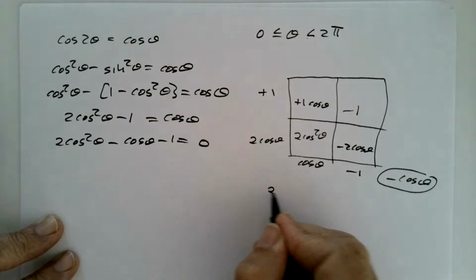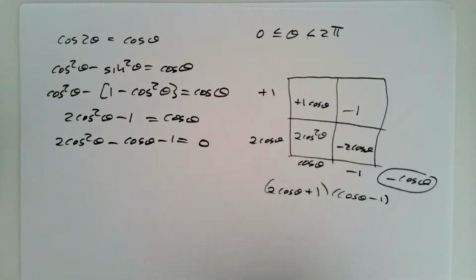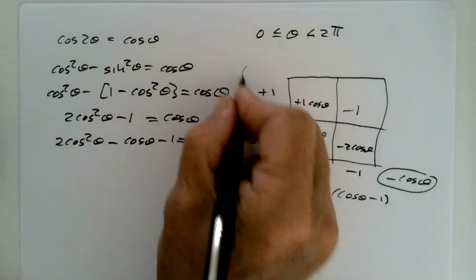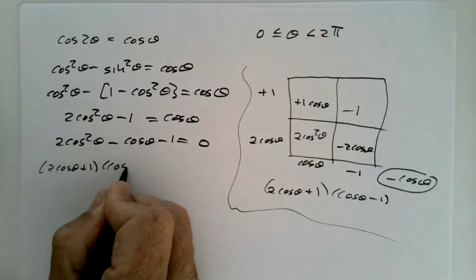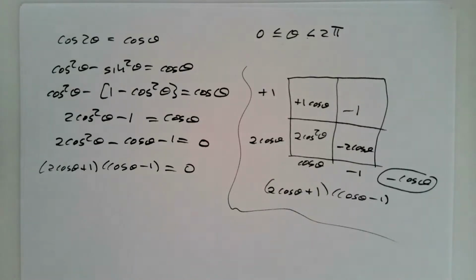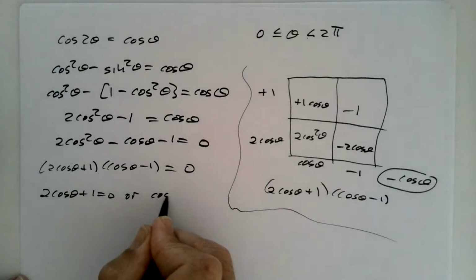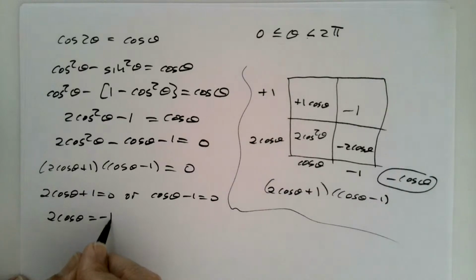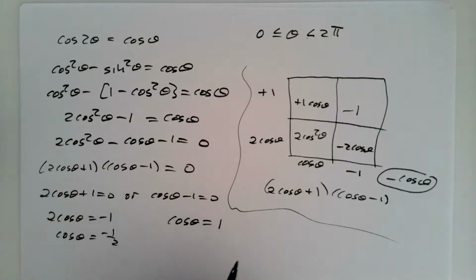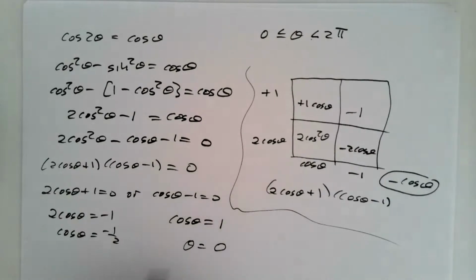So I get 2 cos theta plus 1 and cos theta minus 1 when I factor that. So I'll move it over to the left side here. 2 cos theta plus 1 times cos theta minus 1 equals 0. So 2 cos theta plus 1 is 0, or cos theta minus 1 is 0. 2 cos theta is negative 1. Cos theta is negative 1/2. Or on this side, cos theta is 1. Well, if cos theta is 1, theta is 0 or 2 pi. In our interval of interest, we'll go with theta is 0 here.